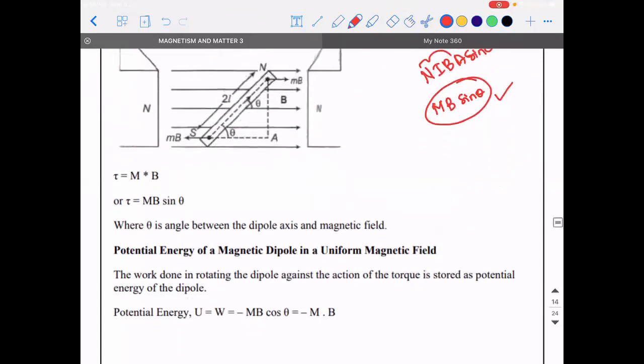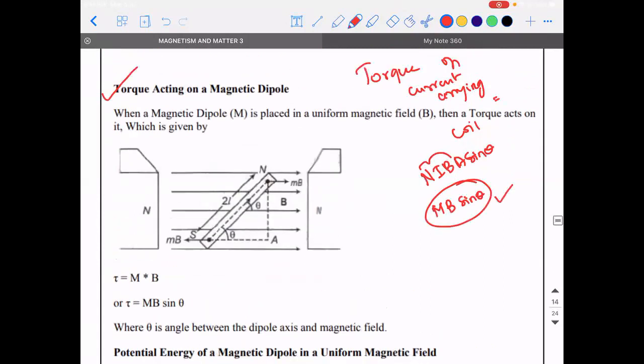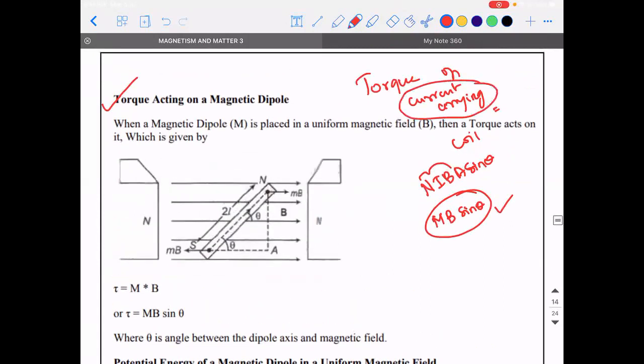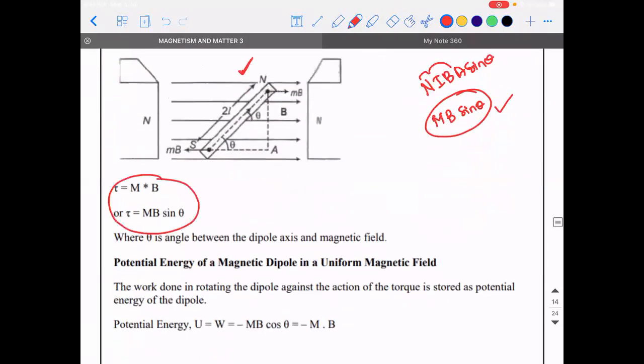In a similar way, instead of placing a current carrying coil in an external magnetic field, if you place a permanent magnet in an external magnetic field also, the torque is going to be MB sin theta only, where theta is the angle between the dipole axis and the magnetic field.